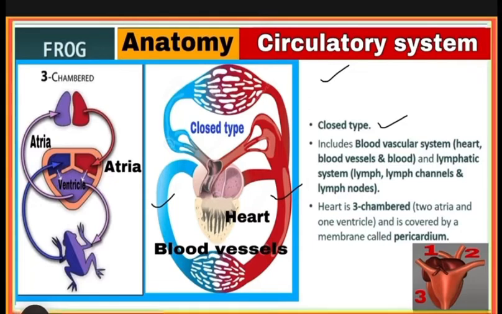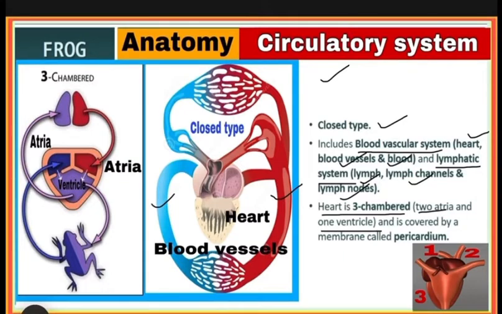It includes number 1, blood vascular system, and number 2, lymphatic system. The parts of blood vascular system are heart, blood vessels and blood, while the parts of lymphatic system are lymph channels and lymph nodes. Now see the heart. Heart is 3 chambered, 2 atria and 1 ventricle.